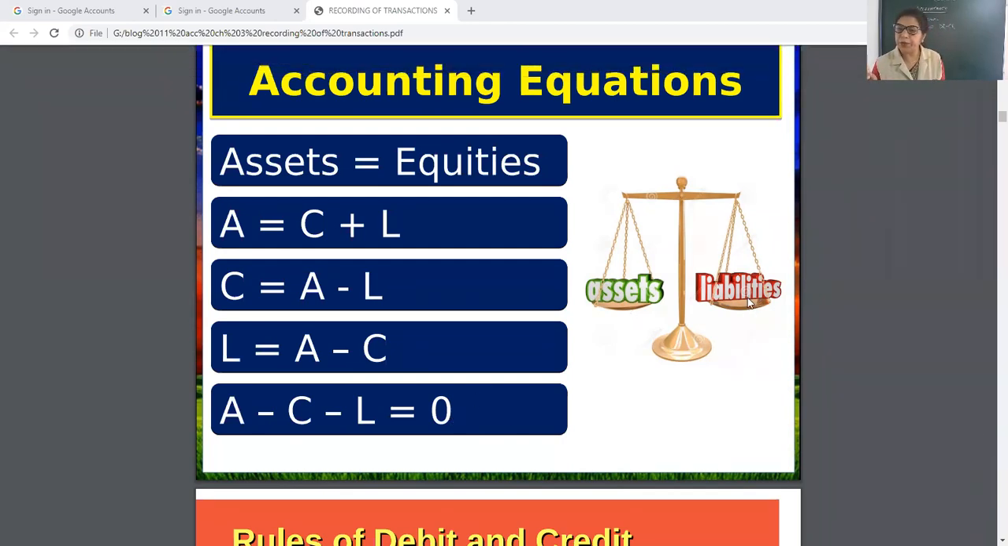Already I explained this to you while I taught you terminology. Equity means capital plus liabilities, inside liabilities as well as outside liabilities. So asset is equal to capital plus liability. This is the basic equation, and by this equation we can form many equations. I explained the accounting equation to you already.